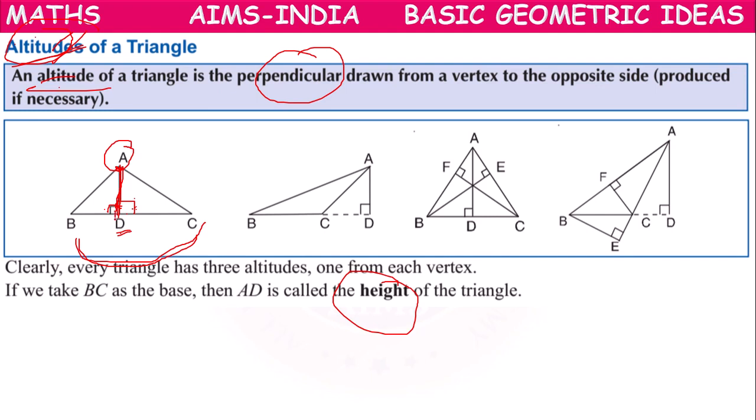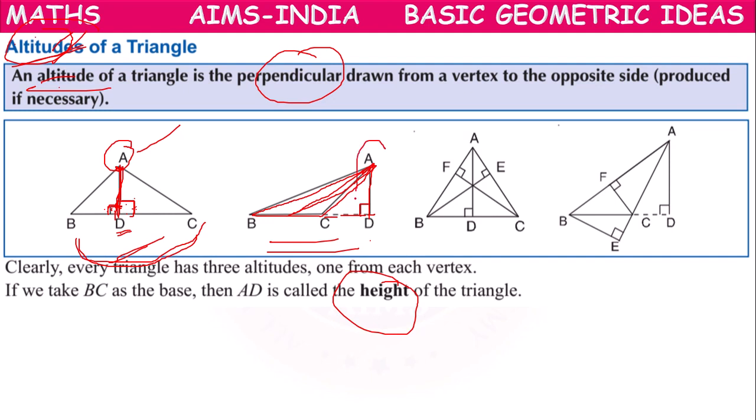So altitude means from the vertex to the opposite side, we have to draw a perpendicular. How can we say that it is perpendicular? At the point where it touches the opposite side, if the angles formed are right angles, then we can call it a perpendicular. So from A, we can draw a perpendicular. In this triangle ABC, if we draw here in between, it won't be perpendicular. For that, we have to extend BC so that we can draw a perpendicular. Here AD is the perpendicular to BC.